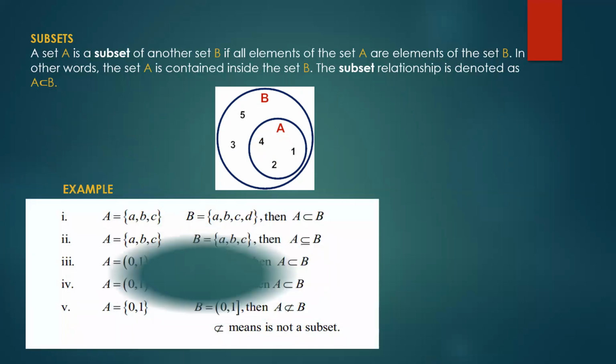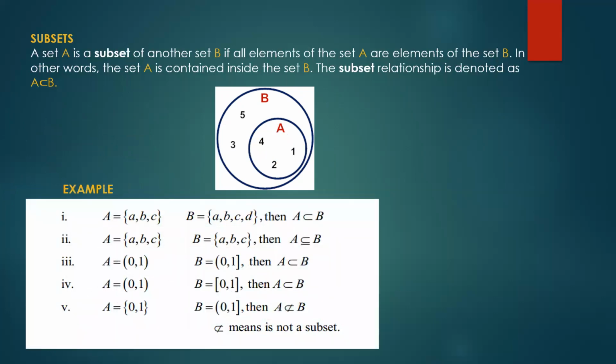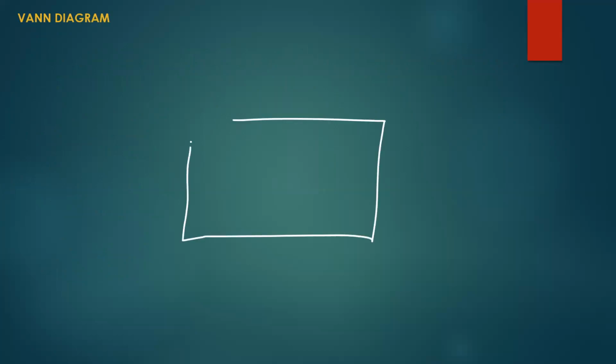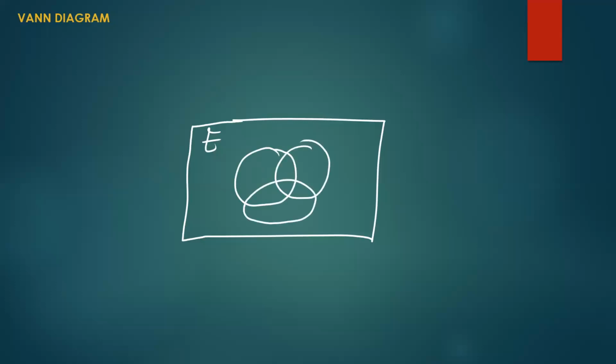So these are some of the examples. You can take time to look at them when I send the slides to the group. So a Venn diagram, I'm sure most of us know it. This is a box that we all know, with E there. Then here you can have 2, 3, or more sets. You can have even more than 3, depending on how you want to draw it.